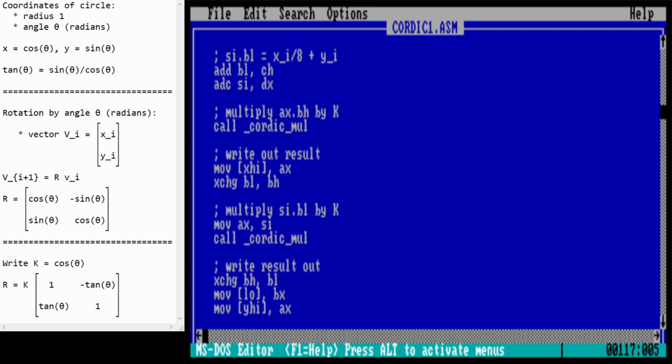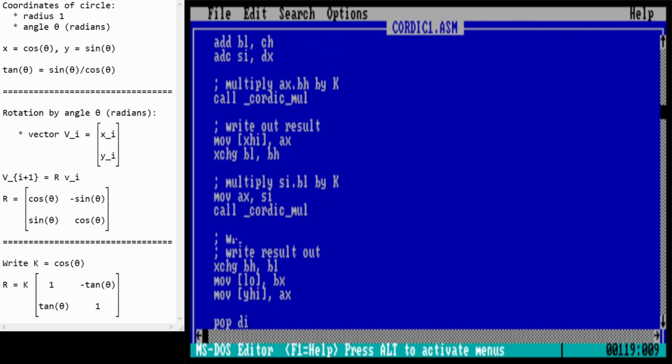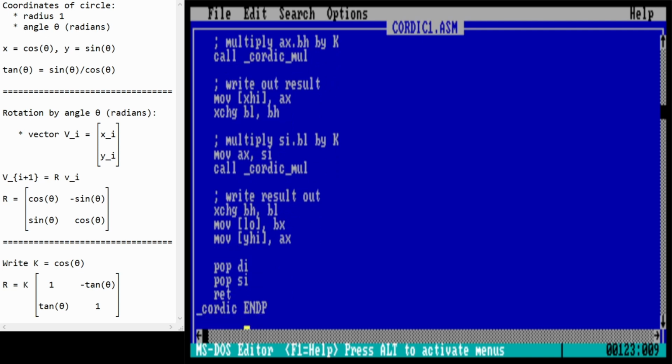So we write out the high word here, and the low bytes are now in the correct registers, BH and BL, and we just write them out at this line here. So now that value, xi, yi, has been transformed. It's now a rotated vector, and we've just written it straight back out to memory into those global variables, and so we're done with our CORDIC routine. That's really all there is to it. I told you it was simple. So the really hard part was actually writing that CORDIC mul that we did in the previous video.